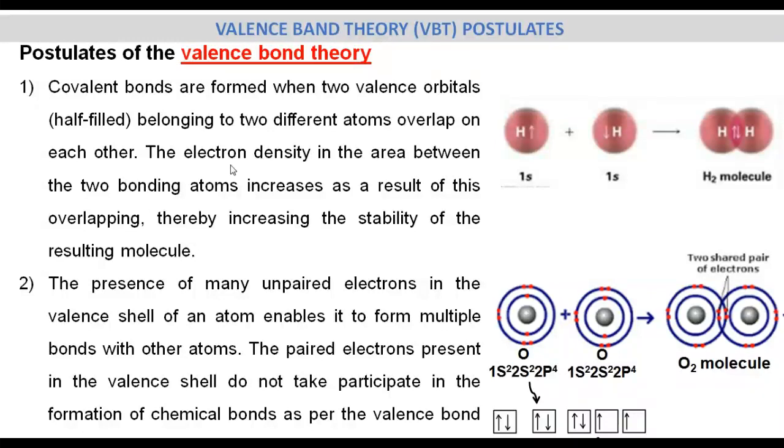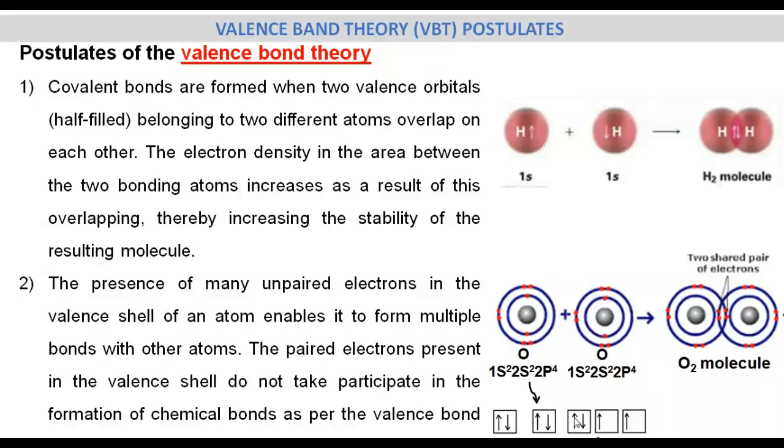And the second postulate: the presence of many unpaired electrons in the valence shell of an atom enables it to form multiple bonds with the other atoms. The paired electrons present in the valence shell do not take part in the formation of chemical bonds. So this is according to the valence bond theory. If many unpaired electrons are present in the valence shell, they are able to participate in the formation of covalent bonds.